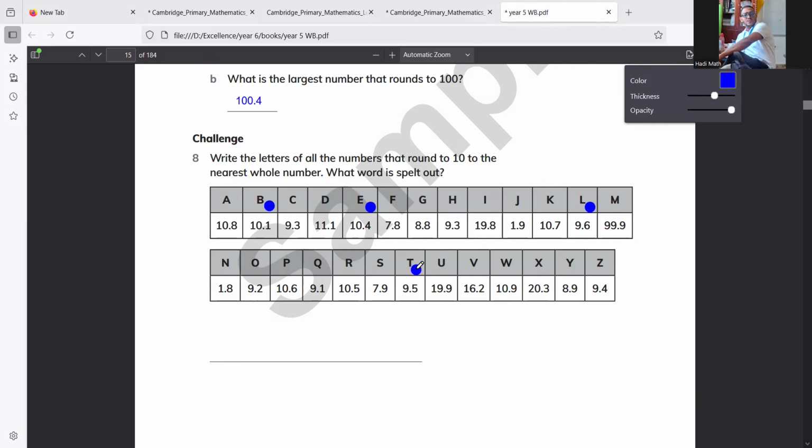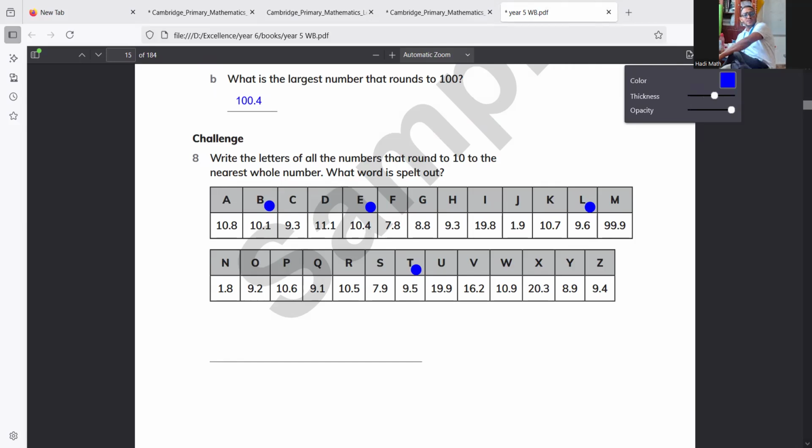Then we go to 19.9, yes, you're going to add, but it's 20. 16.2, you're not going to add, it's going to be 16. No. 10.9, 9 is more than 5, so you're going to add to the 10, it's going to be 11. No. 20.3, 3 is less than 5, so you're not going to add, so it will be 20. So no. 8.9, 9 is more than 5, yes, you're going to add 1 to the 8. Yes, it will be 9, so no, it's not 10 yet. 9.4, 4 is less than 5, so you're not going to add, so it's going to be 9.